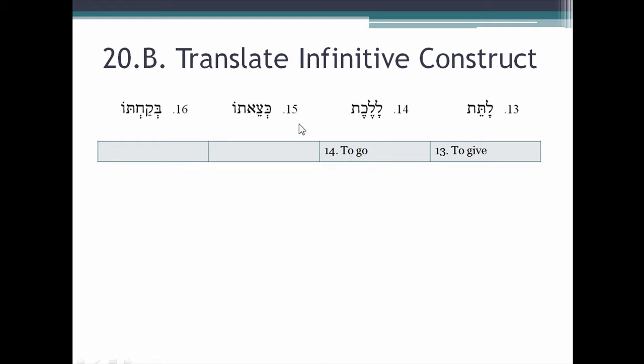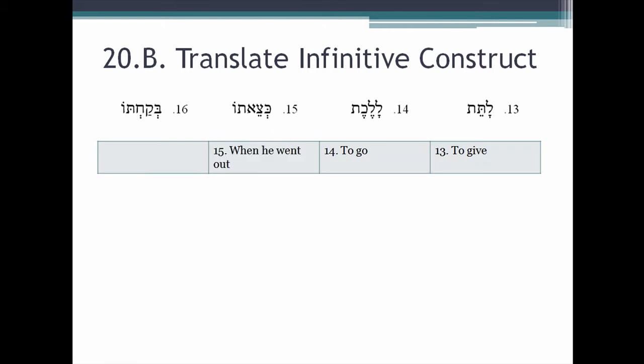15, here we have a preposition and a suffix, so we need to think about it. It's going to be temporal. So when, kaf, look for our subject, he went out. And number 16, bet, when, look for our subject, he took. It's from lakak.